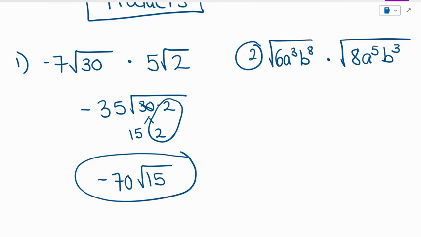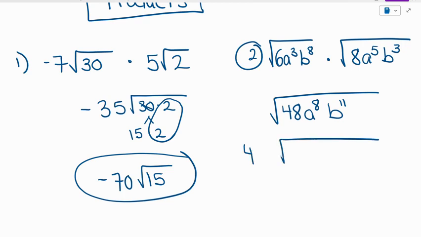Okay, let's do this together now. Because the numbers weren't too big, I probably would have just multiplied first. So 6 times 8 is a 48. A to the third times A to the fifth is A to the eighth. B to the eighth times B to the third is B to the 11th. And now when I'm simplifying 48, I'm thinking 16 and 3. So that means I'm pulling a 4 out, and I'm left with a 3 inside.